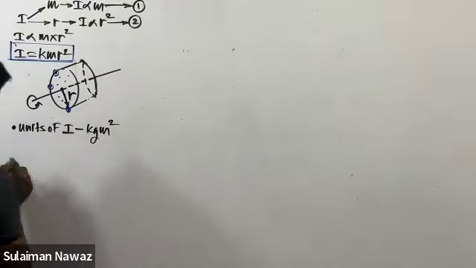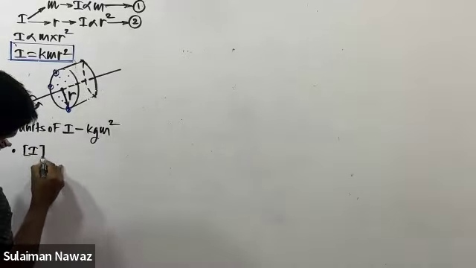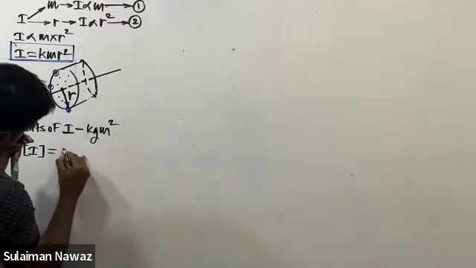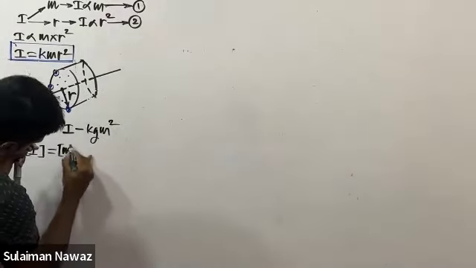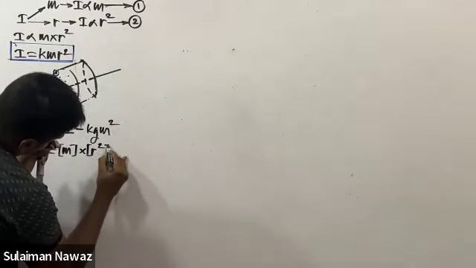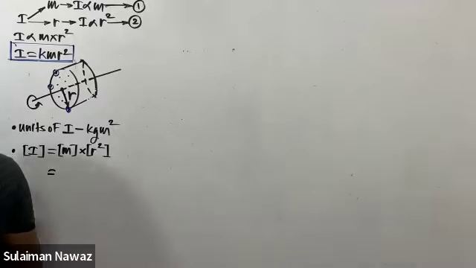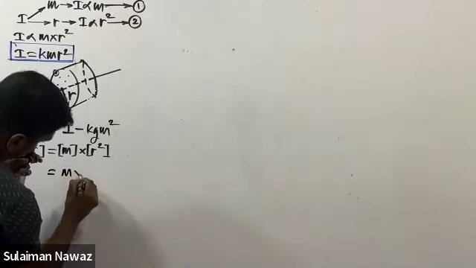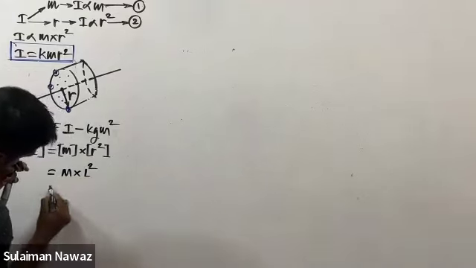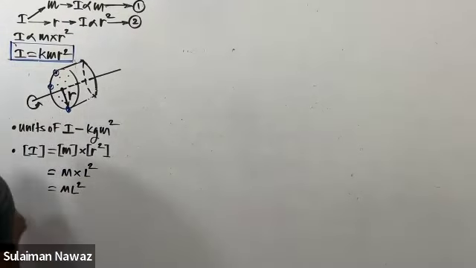Dimensions of moment of inertia. Dimensions of mass, capital M. Dimensions of distance squared, L squared. So the dimensions are M L squared.